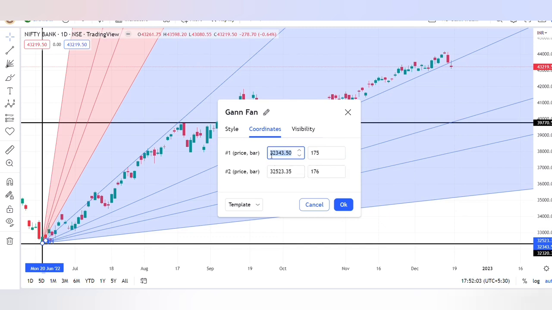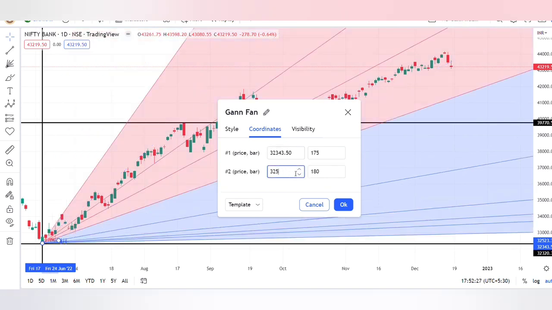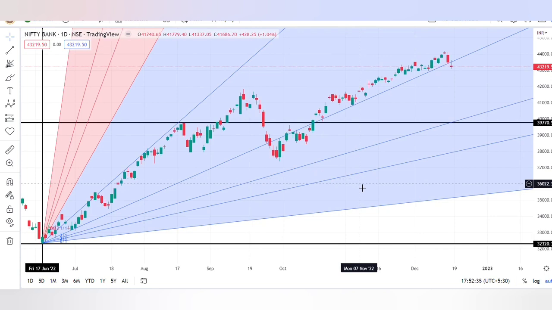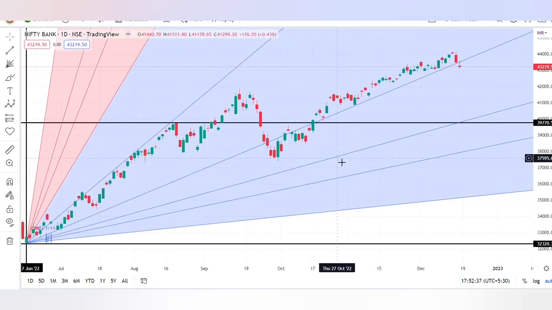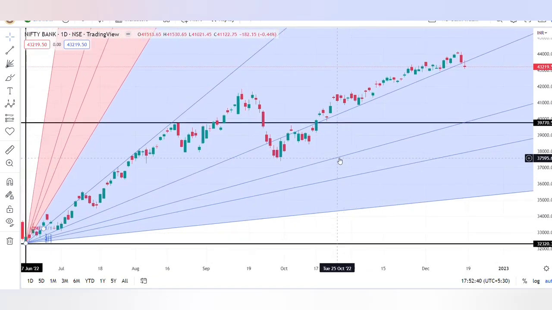Let's take an example. If we increase the time by 5, that is 175 plus 5, which is equal to 180. So the price will also be increased by 5 times the square root of 32,343.5, which is 5 times 179.84, equals 899.2, plus 32,343.5, which would be equal to 33,242.7. Then click OK. Our Gann Fan setup is ready. This is the most accurate one. When we expand or contract, nothing is changing.